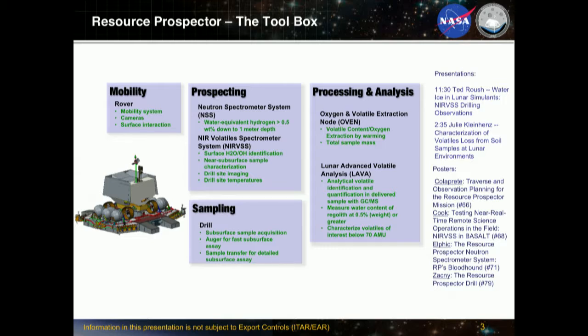I will say that this name came from the fact that we've done several field trips in Hawaii, field demonstrations, so we wanted to pay homage to our roots and all the work that we've done in Hawaii. So the LAVA has an analytical volatile identification and quantification. It has a GCMS in there, and we are responsible for measuring water content of the regolith down to 0.5 weight%. And so we are also interested in characterizing volatiles of interest below 70 AMU. So it's not just the water we're looking at, it's all the volatiles, but water is our primary area of interest.